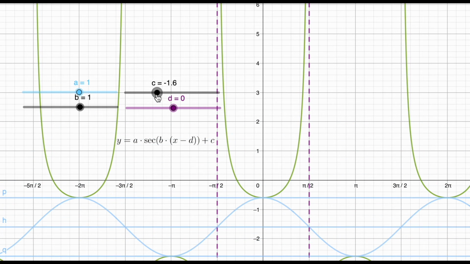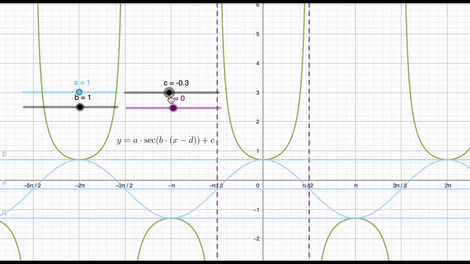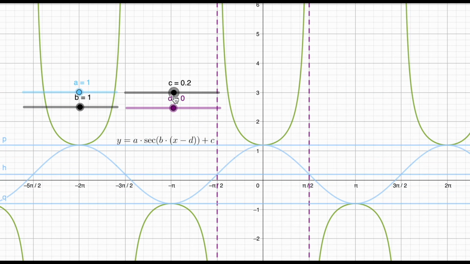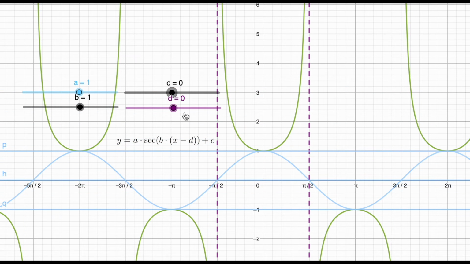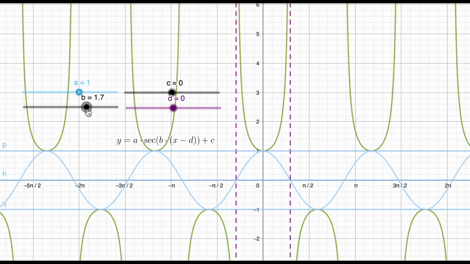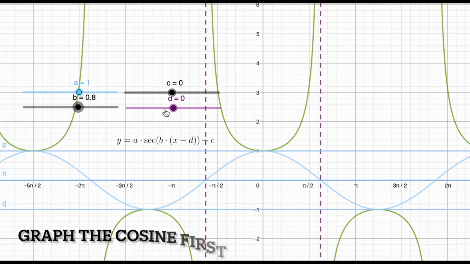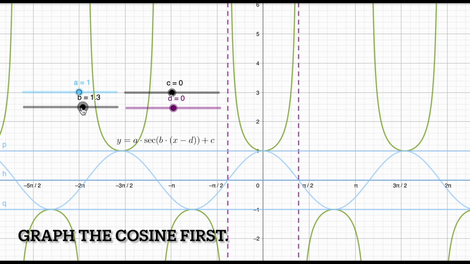Of course, that also technically changes the zeros, so that they're less frequent or more frequent, so that you could actually have zeros when you have something like that, because normally you don't have any at all. And then these two change the period by squeezing and tightening, which changes the secant as well. So again, the key is to graph the cosine first.